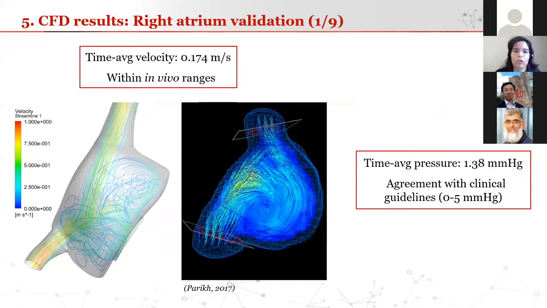So for our results, we first validated the right atrium results. So here on the left, we have the blood flow patterns within the right atrium and the magnitude of the velocity as well. We can see that as flow goes in, it starts immediately creating vortex within the right atrium. And if we compare this kind of behavior with clinical data, an example of which is on the right, we see that it's quite a similar behavior. So we were quite happy with that. Also the time average velocity was within in vivo ranges, and the same thing for the time average pressure, which was in agreement with clinical guidelines for this kind of model.